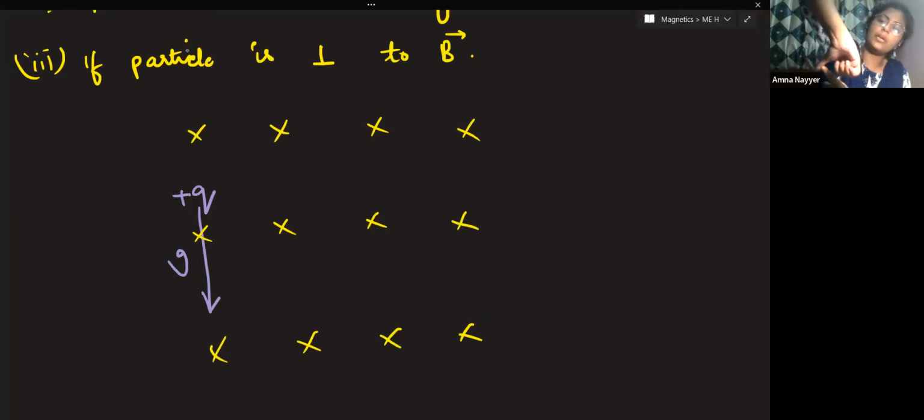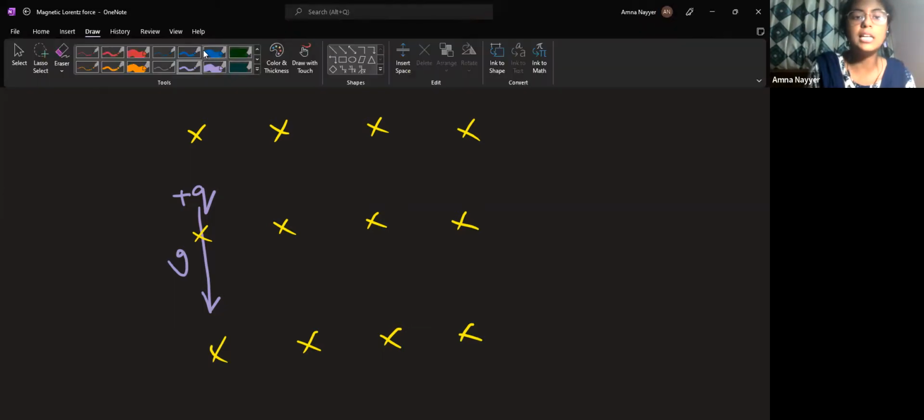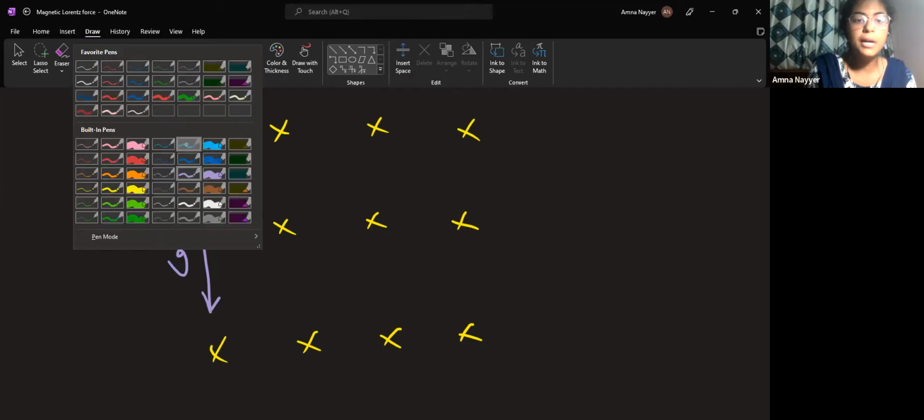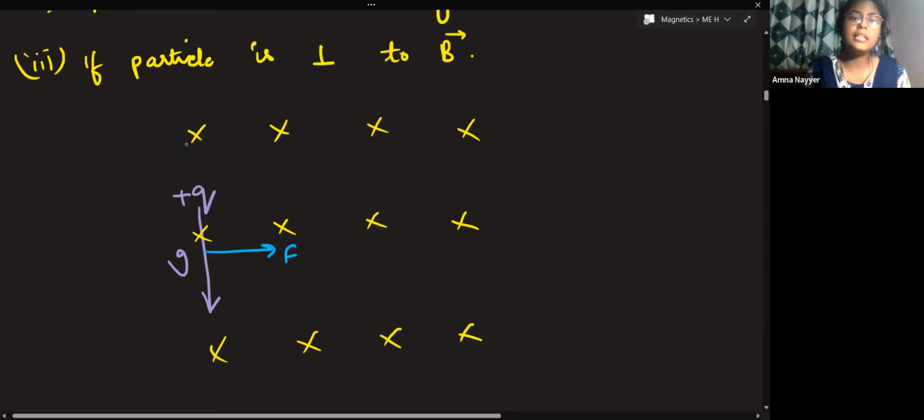Where is my thumb going? Rightwards. So it means the magnetic Lorentz force is acting towards the right. Any doubts in this part? Is this clear to all of you? All right, then in the chat box, reply to me. Each one of you should reply.